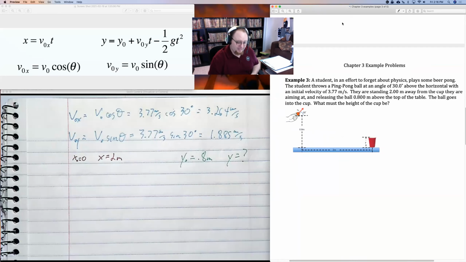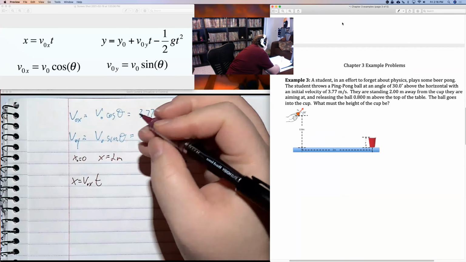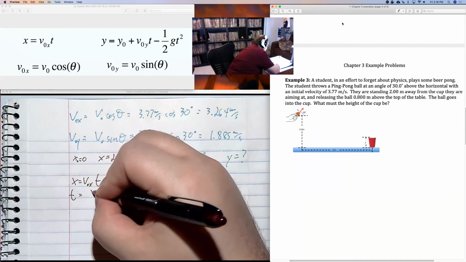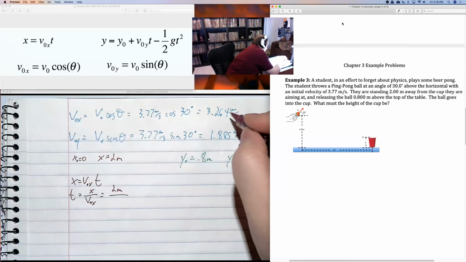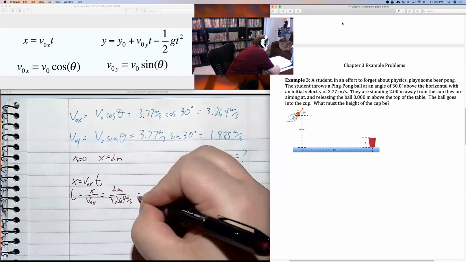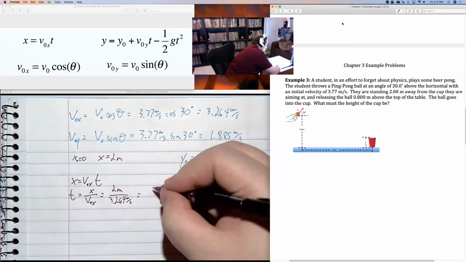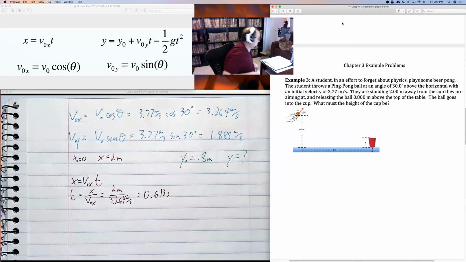Since I know x, this time I'm going to start with my x equation. I know x. That is how I'll get t. The secret always is getting t. So x equals V naught X t, which means dividing both sides, t equals x over V naught X, or 2 meters over 3.264 meters per second, which is 0.613 seconds.